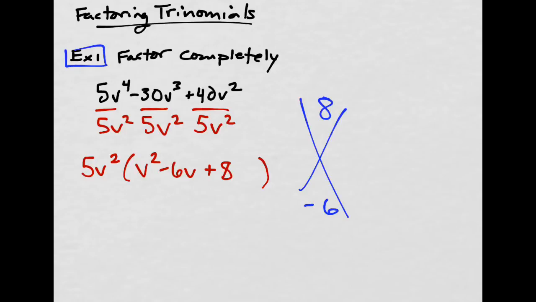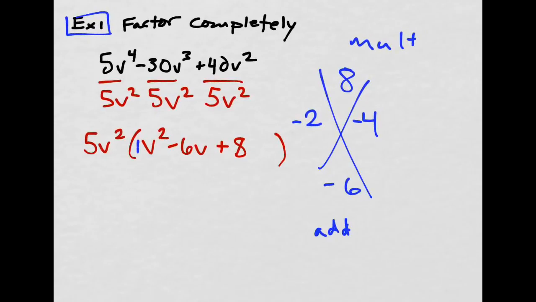And then what do I do? Well, remember I'm trying to multiply to get to this number. So what times what gives me 8? And then I'm also trying to add to get to this number, negative 6. I first thought 2 times 4. But that gives me positive 6 if I add them. So how could I change that? Well, I can change both to negative. Negative 2 plus negative 4, that's negative 6. That works. But does it work with multiplication? Negative 2 times negative 4 is positive 8. Yes, this works.